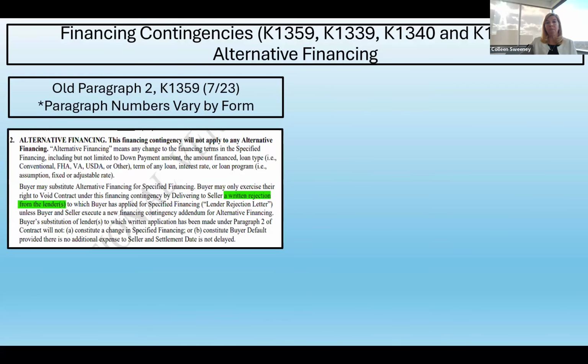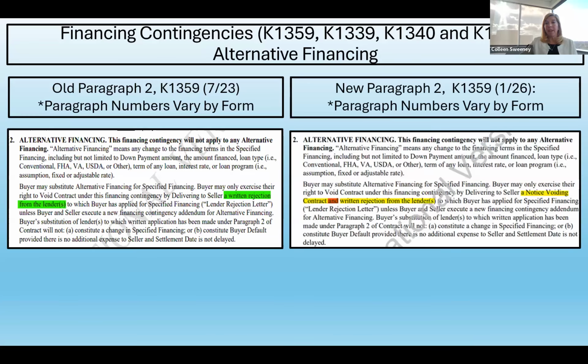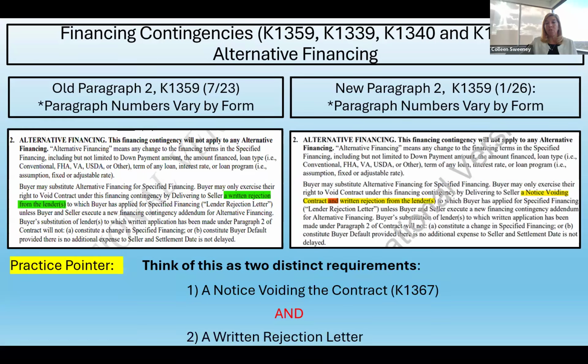This is the old paragraph 2 from the July 23 changes, which is the last time that form was changed. And here's the new one. You see that it now says how you do this. You deliver to seller a notice voiding the contract as defined in the contract and a written rejection letter from the lender. So think of this as two distinct requirements. Number one, the notice voiding the contract, K1367, and a written rejection letter. I'm emphasizing "and" because both things are going to be required.